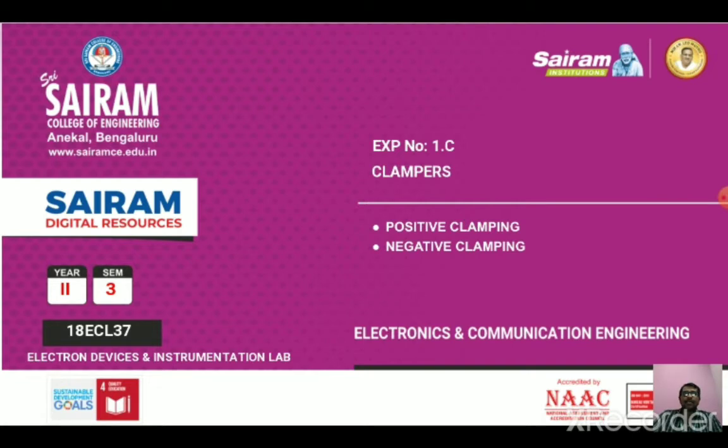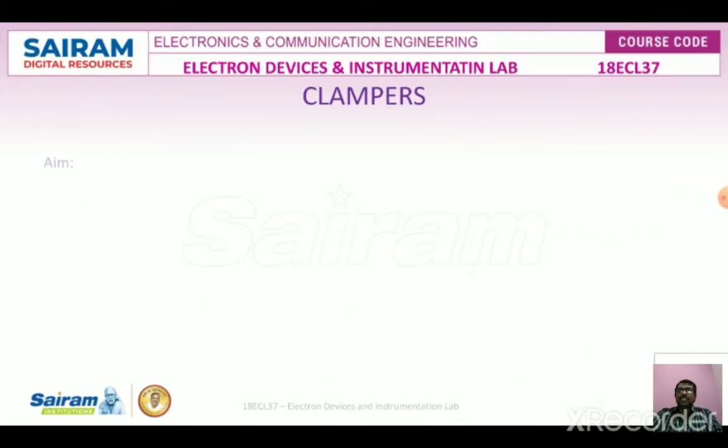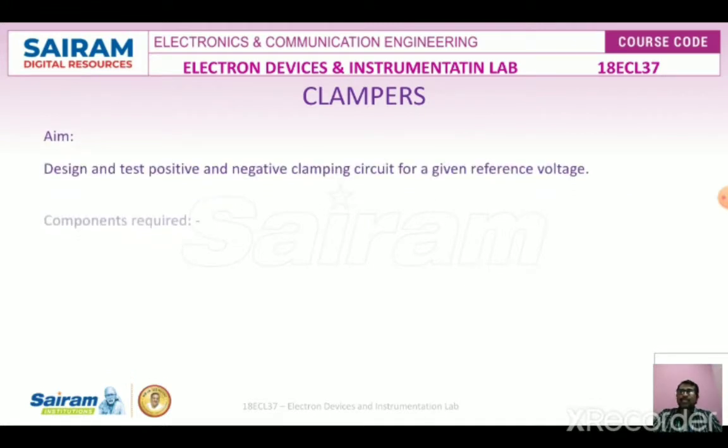We can say that the clamper is a circuit which moves the signal either upward or downward to set either a positive peak or negative peak of the signal at the desired level. So it is also called a DC shifter.